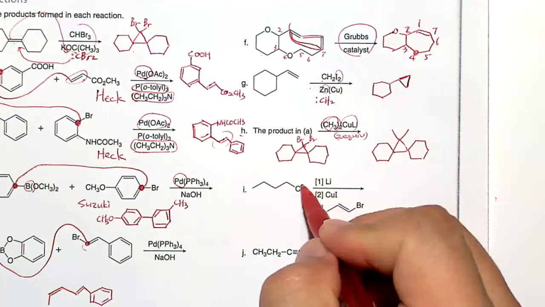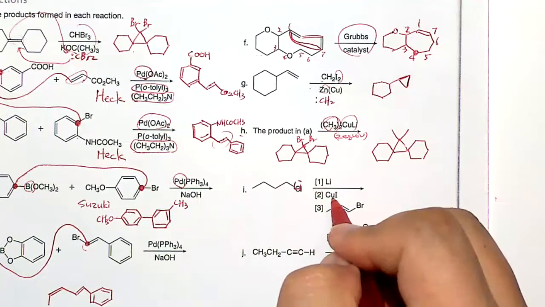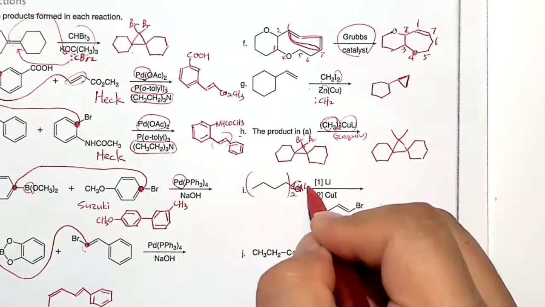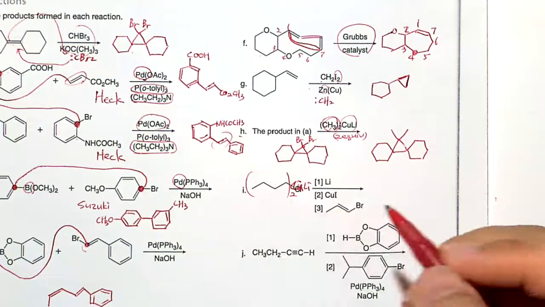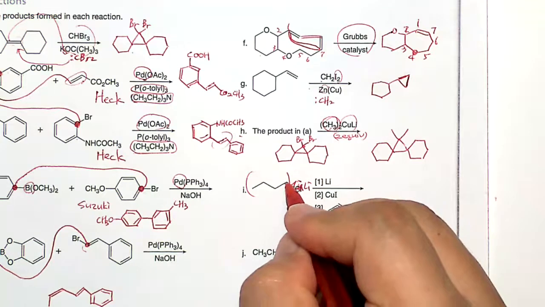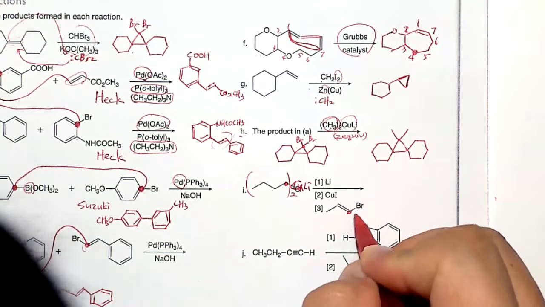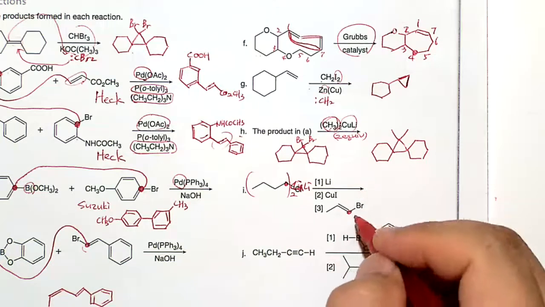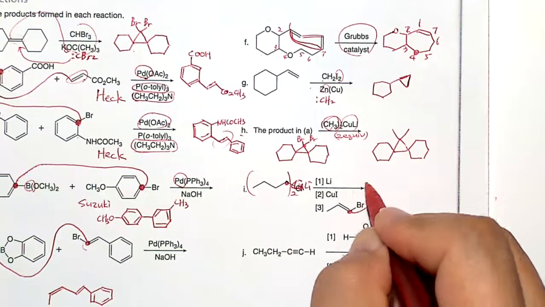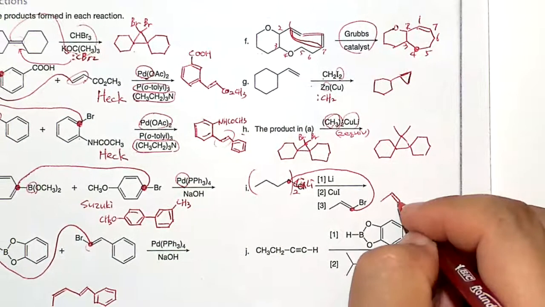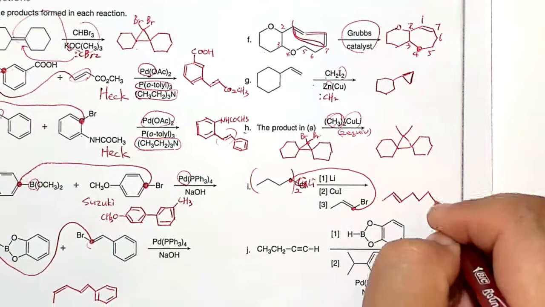I, lithium will make organolithium, and copper iodide will make cuprate. 1, 2, 3, 4 butyl group is on this copper, and that vinyl bromide will make coupling. Trans remains. 1, 2, 3, 4.